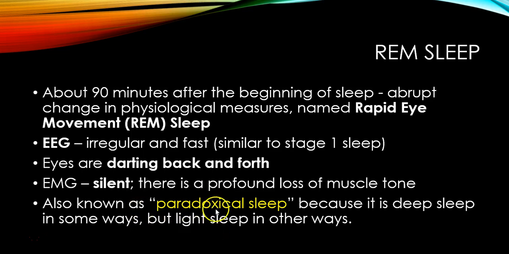This is also known as paradoxical sleep, REM sleep, because it's a very deep sleep in some ways, because look, you're practically paralyzed at this point because there's this loss of muscle tone, but it's a very light sleep in other ways. The EEG, the brain is moving back and forth, the eyes are moving back and forth, so it's in some ways very deep, in some ways seems very active.